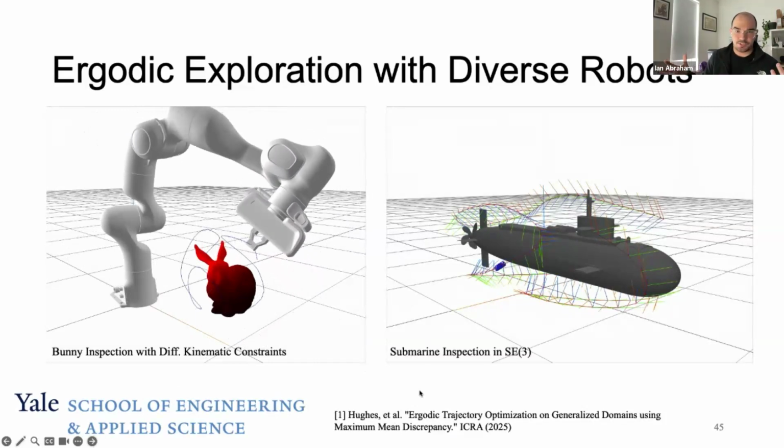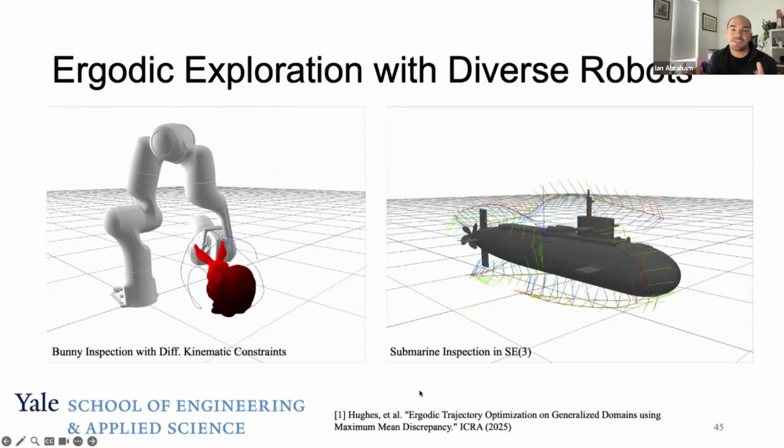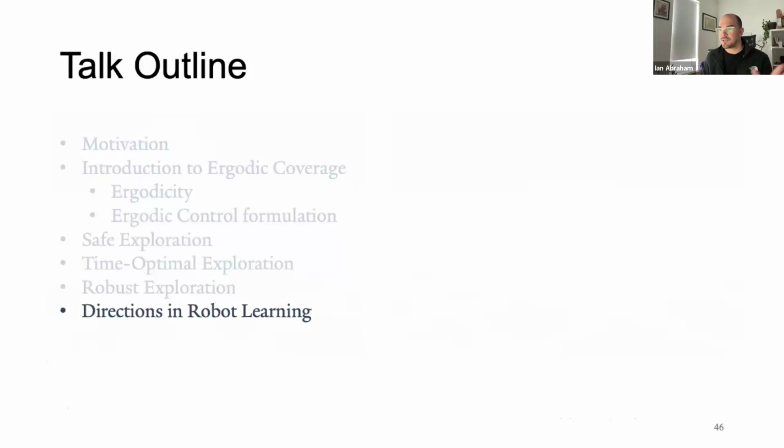So this is one way to generalize exploration where all we really need is samples from the domain, and the domain can be very flexible. Okay, so this is sort of towards the end of my talk. So why is this exciting for us in robot learning and what we're doing with it?